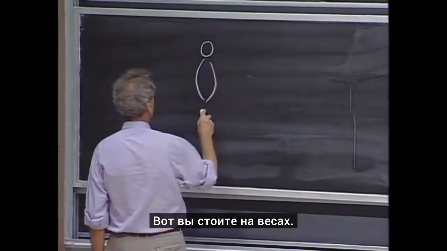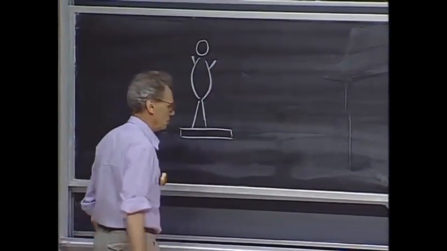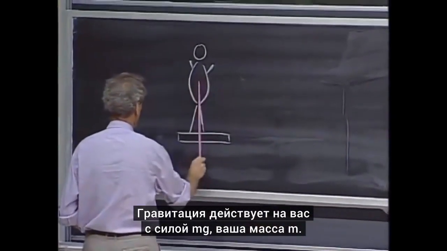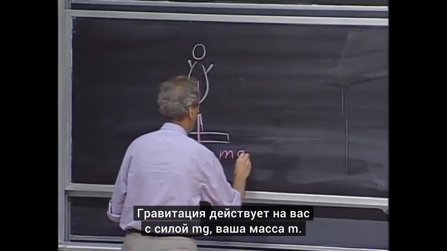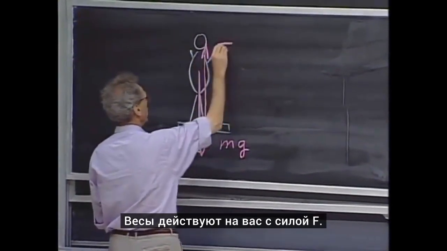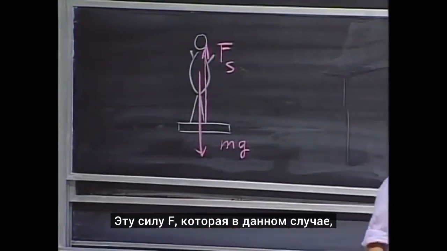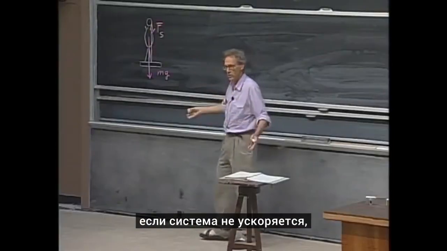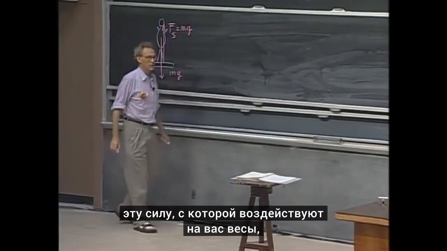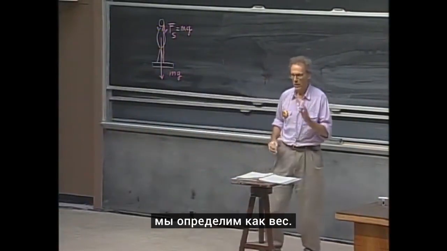Here you stand on a bathroom scale. Gravity is acting upon you. The force is mg. Your mass is m. The bathroom scale is pushing on you with a force F scale. And that F scale, which in this case, if the system is not being accelerated, is the same as mg, that force from the bathroom scale on you we define as weight.